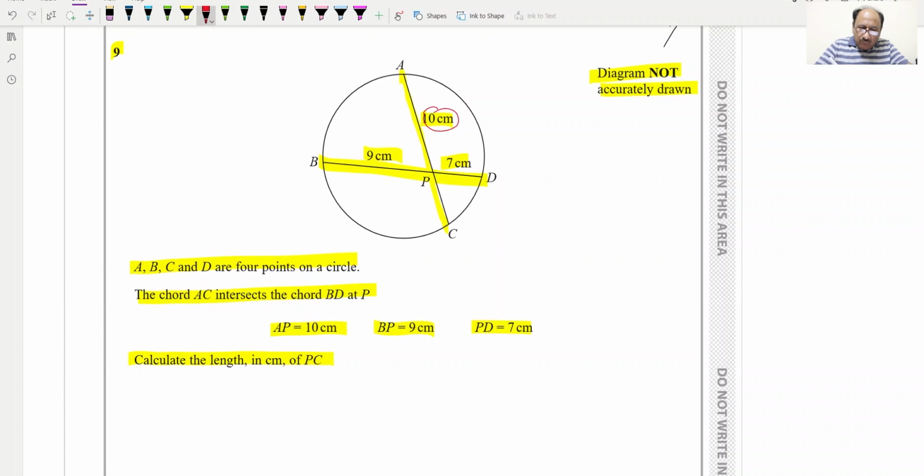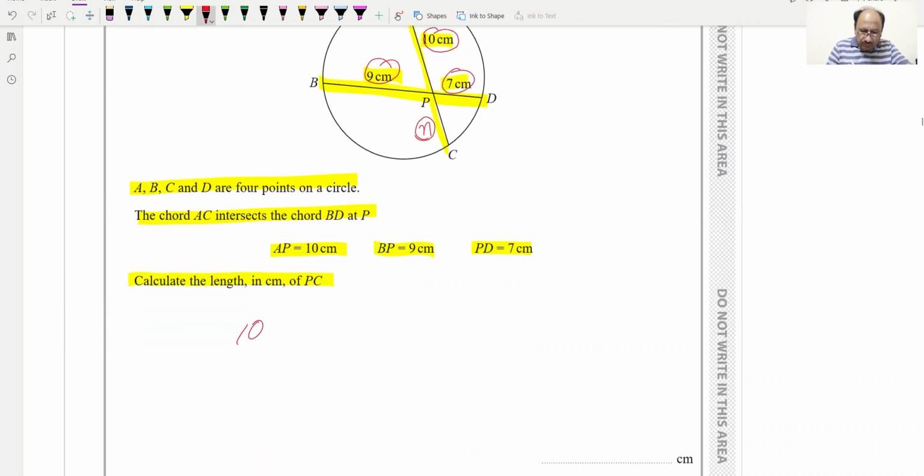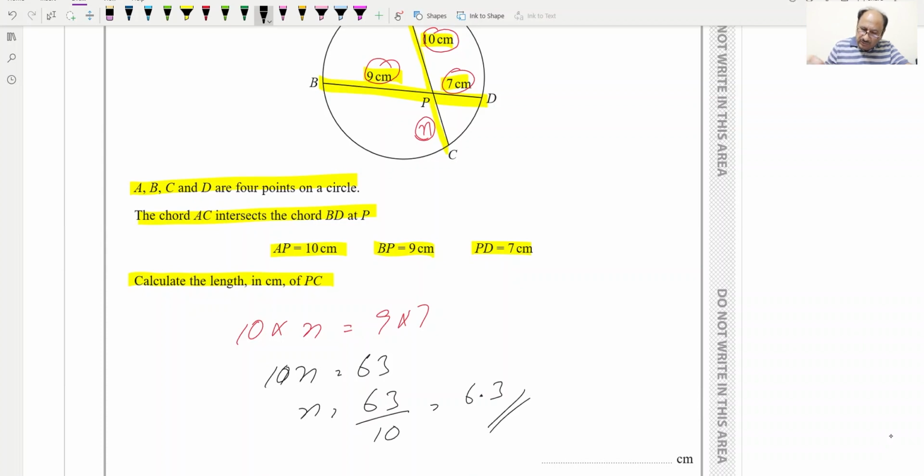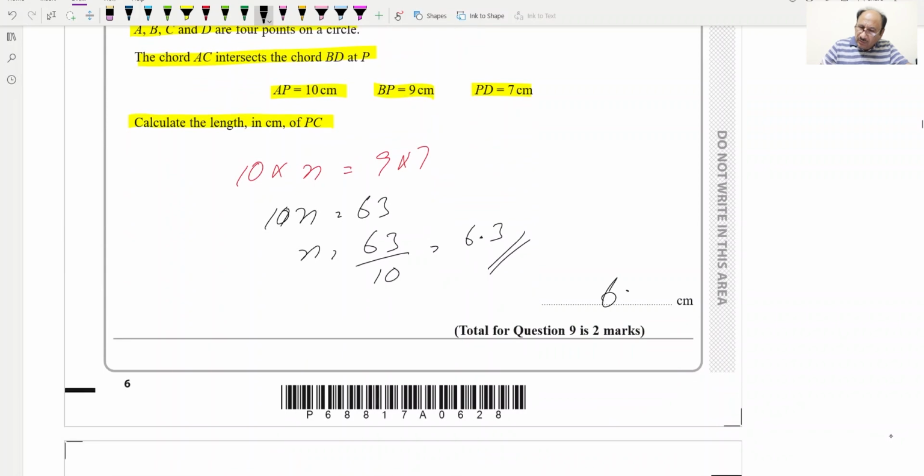10 multiplied by this one, for example, we can take this as n or x. So 10 multiplied by this will be equal to 9 multiplied by 7. So we write down the equation 10n is equal to 9 multiplied by 7, and this will be 10n is equal to 63. So n is equal to 63 over 10, which is equal to 6.3, and 6.3 centimeters will be the answer for 2 marks.